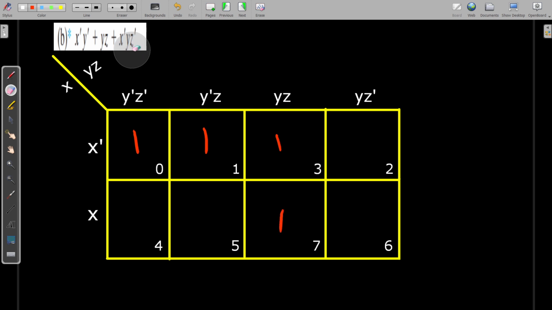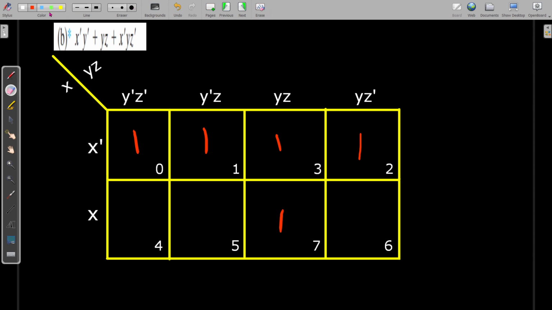Then we go for x dash, y z dash. For that, x dash covers this, and y is z dash. On this line you have to see, and y is z dash. So this is the cell. Okay, this is how we place.